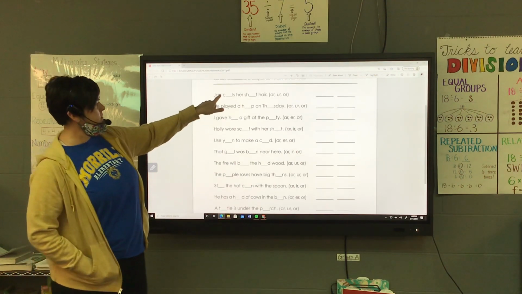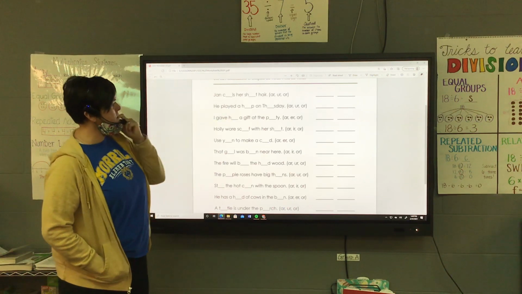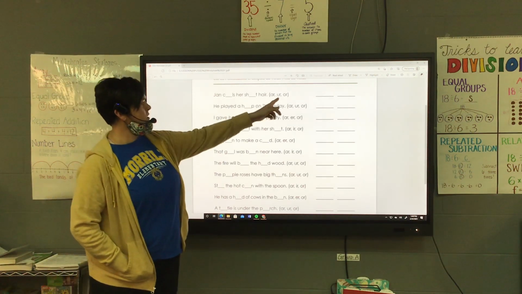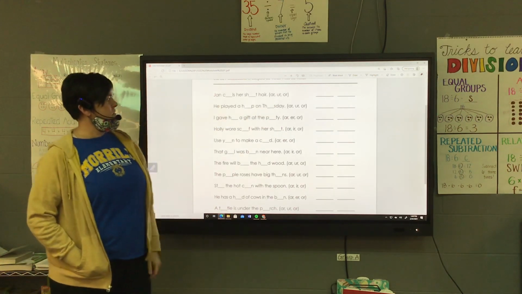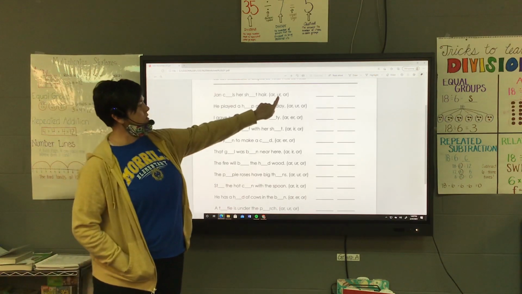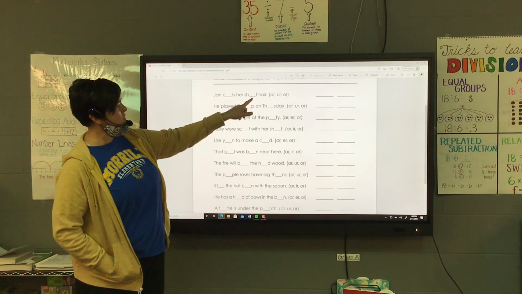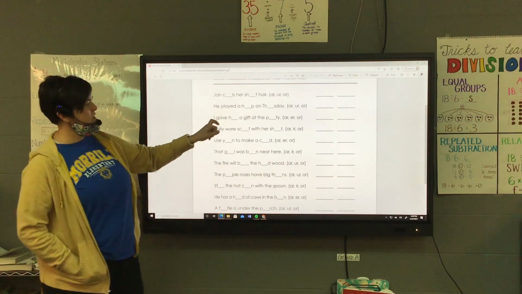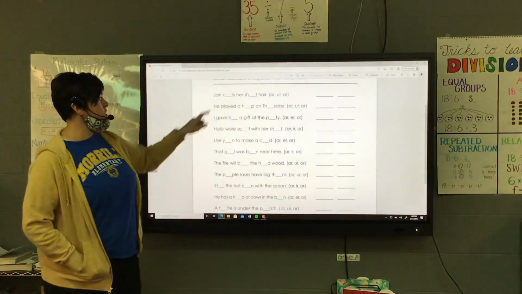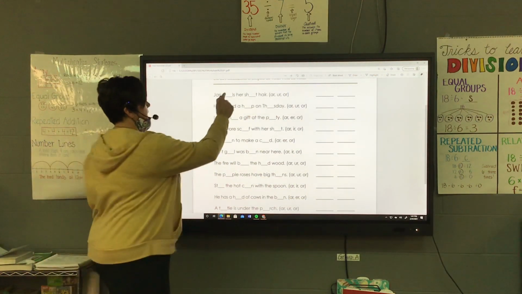Jan, starts with C, ends with ls. Carls? No. Curls or corals? Curls. So Jan curls her, what kind of hair? Short hair. Jan curls with the U-R her short hair.